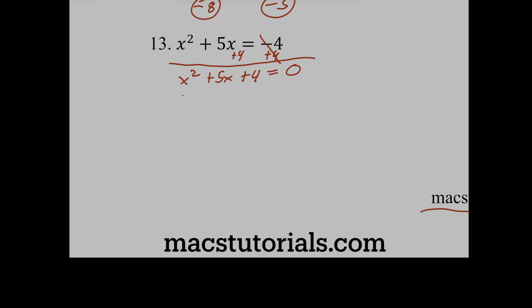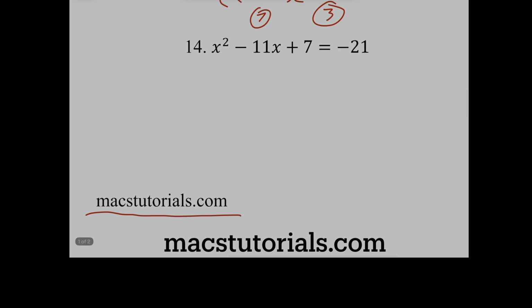Okay, so here we go. Boom, boom, boom, boom, equals 0. X and x, third term positive, signs are the same, take the sign of the middle. What multiplies to 4 and adds to 5? 4 and 1. What matches with each parenthesis to make them say 0? A -4 and a -1.